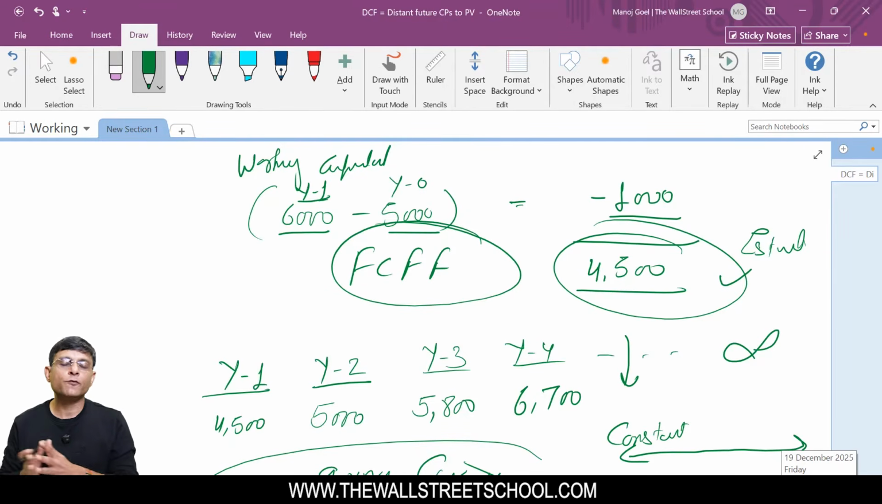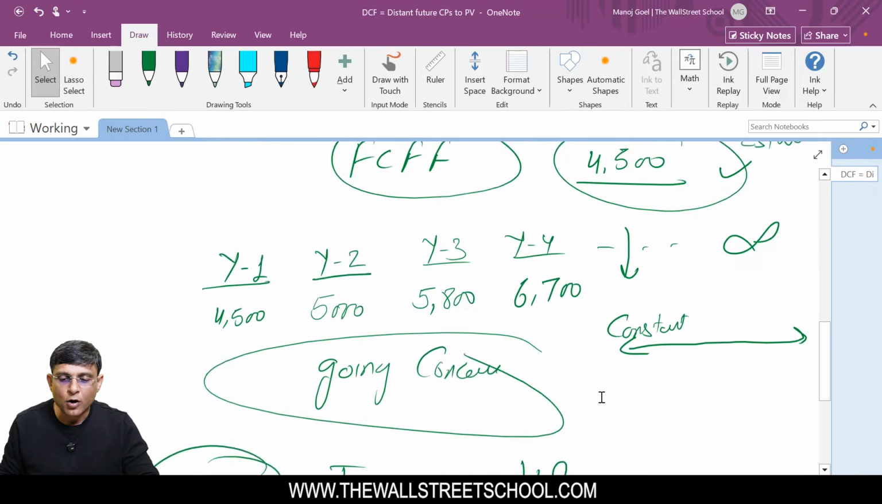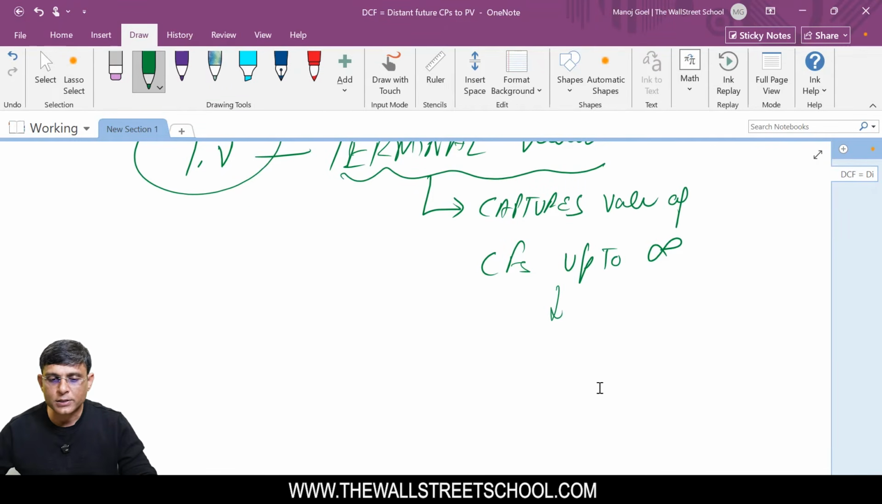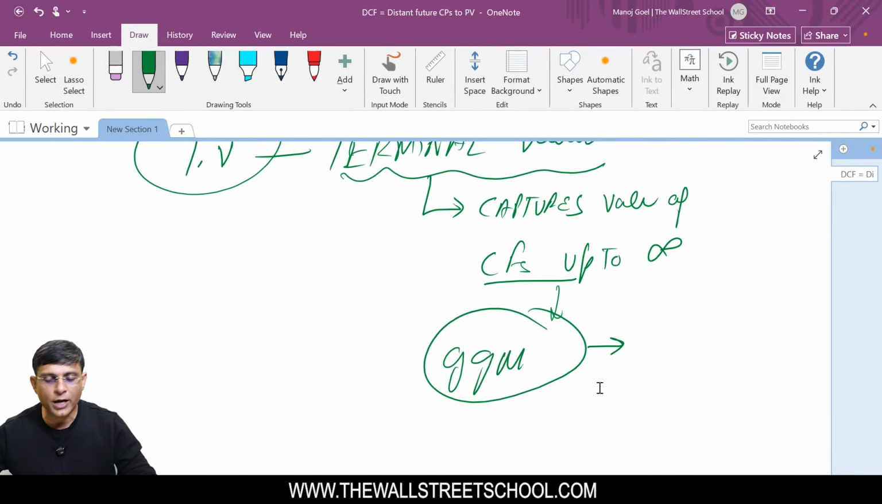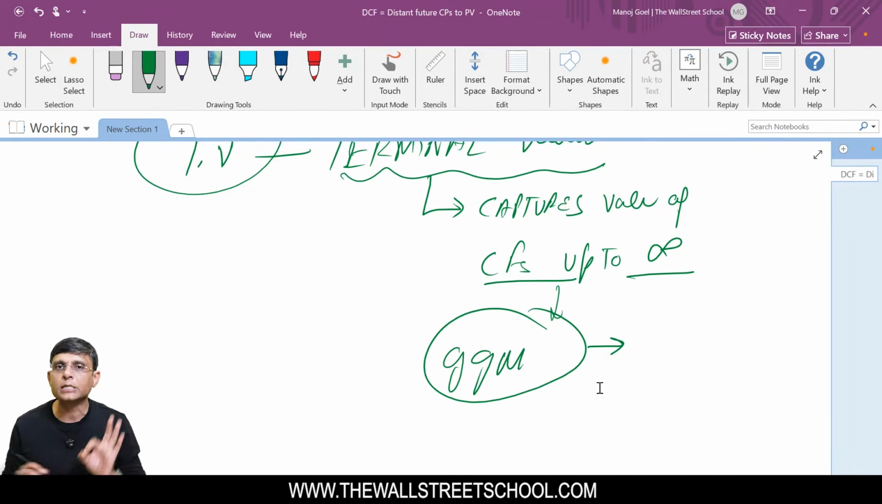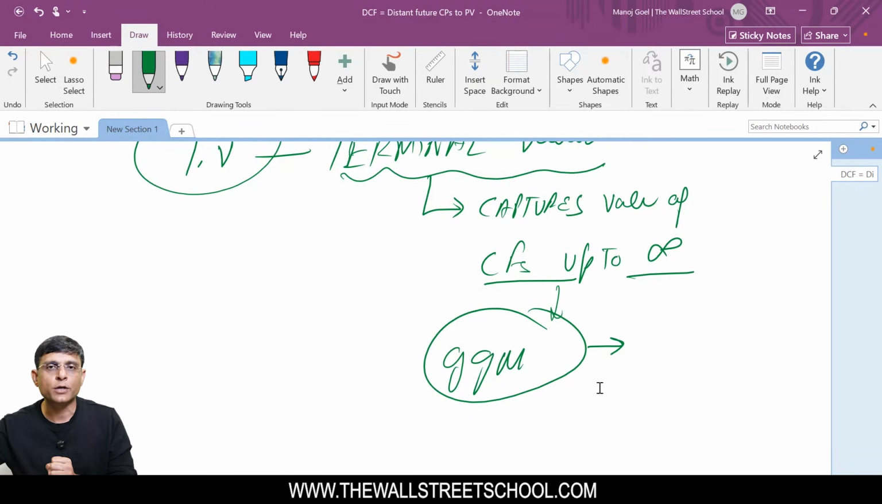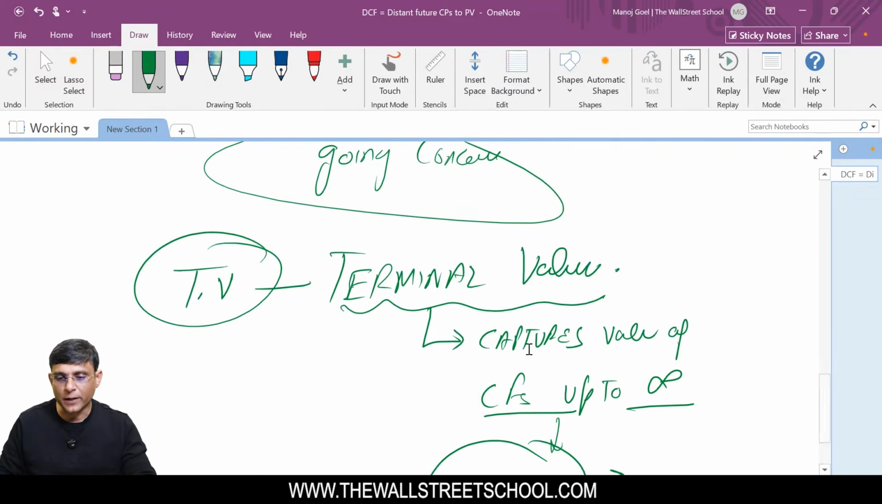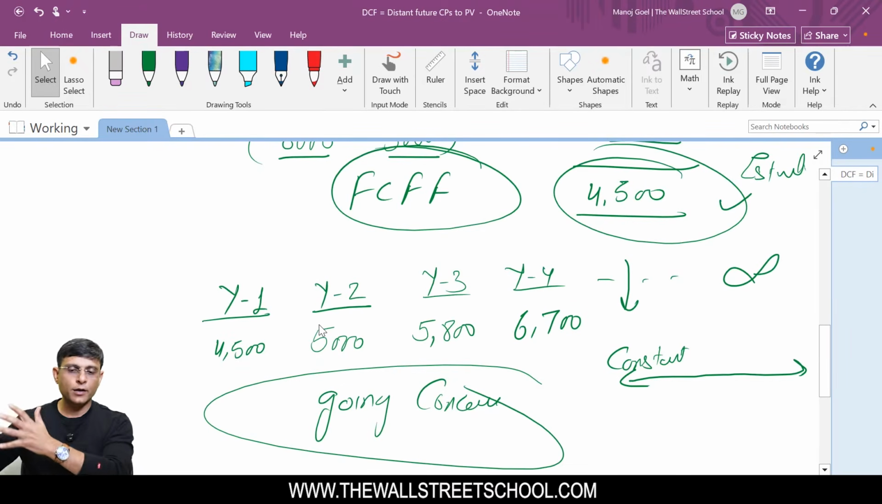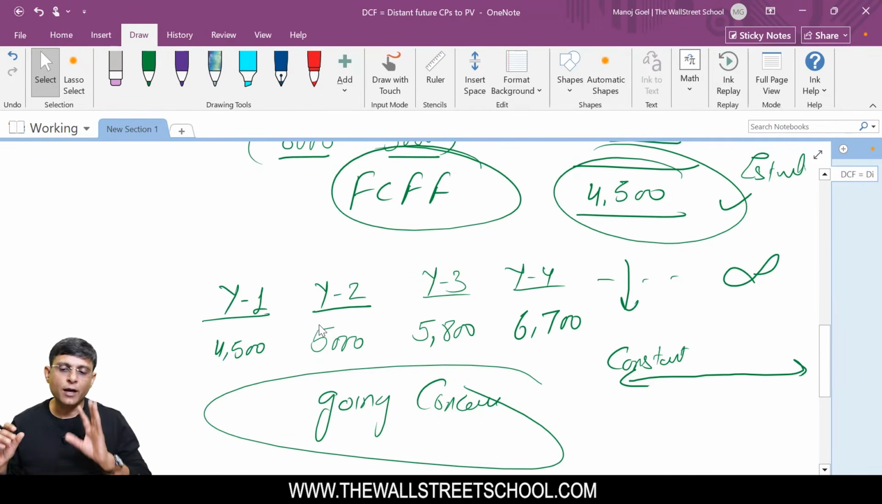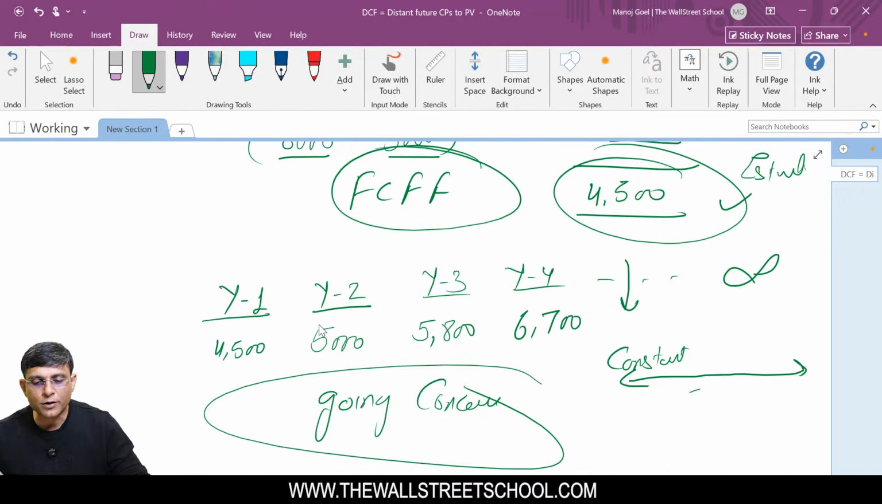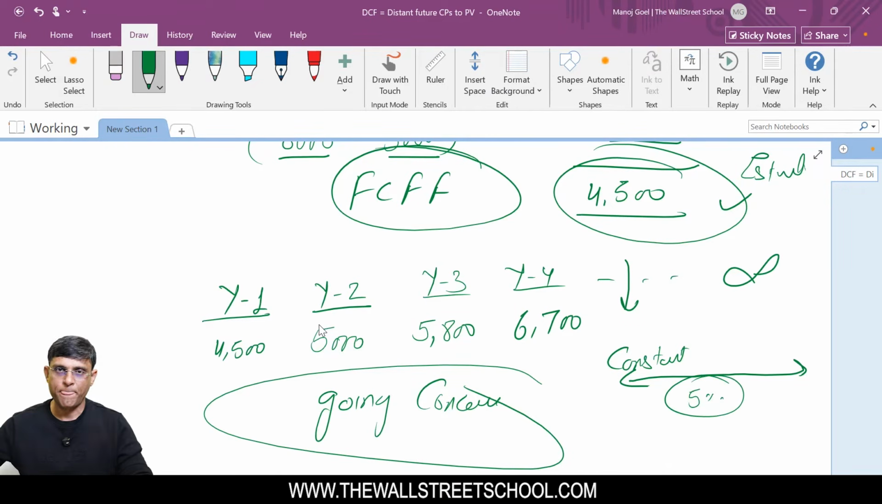This part of the projection will be taken care of by Gordon's growth model. This Gordon's growth model will give you a value of all the future cash flows up to infinity. The only condition is it should be applied at the end of that phase where the growth is going to be constant. So let's assume my business is expected to grow at a high growth rate in the next 5 years, 10 years, whatever, and after that my business will reach a constant growth rate of 5%. Now, what would be that constant growth rate?